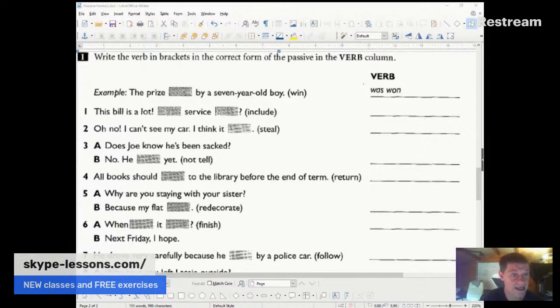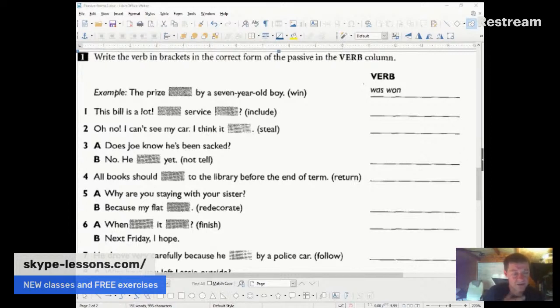So no, he hasn't been told. 3 words, yeah, because present perfect hasn't been told yet. Okay, number 4, all books should. Should's a modal verb, so we need to put a modal into the passive. And modals in the passive are easy. Remember, modals are always followed by infinitive. You will never see modal verb and then a different form than the infinitive if you've got a verb. You'll never see it. It's always infinitive.